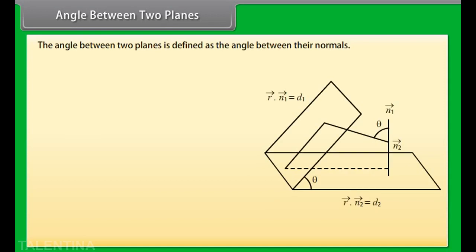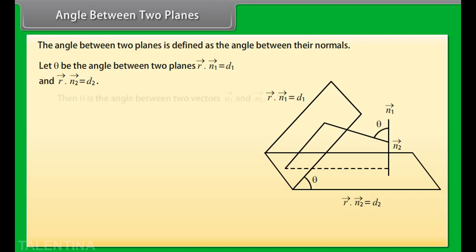Angle between two planes. The angle between two planes is defined as the angle between their normals. Let theta be the angle between two planes, r dot n1 equals d1 and r dot n2 equals d2. Then theta is the angle between the two vectors n1 and n2.